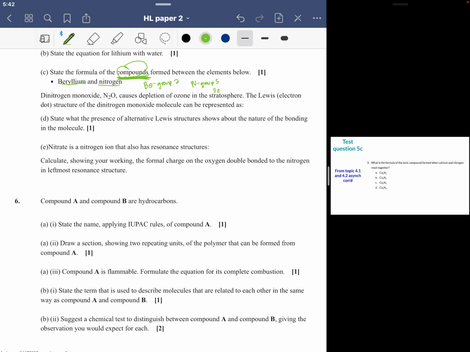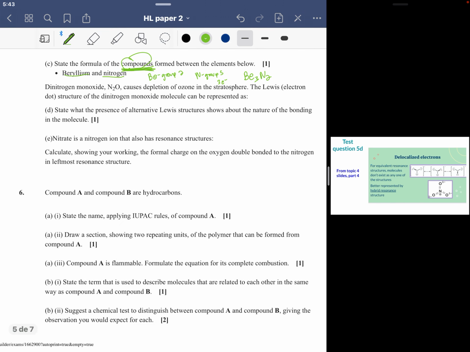So this nitrogen needs 3 electrons. Beryllium is going to give up 2. The reality is that they're going to end up sharing, but we would get something like this. And you could draw out that Lewis structure to confirm that for yourself. Okay. And you practice that same skill here in topic 4 at the beginning.